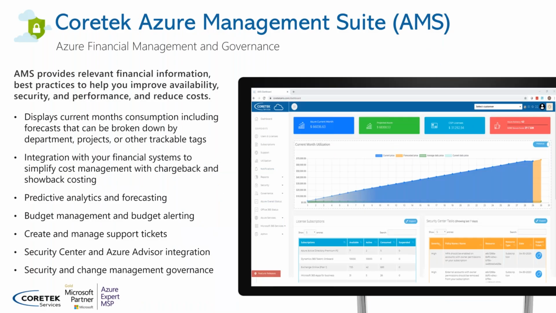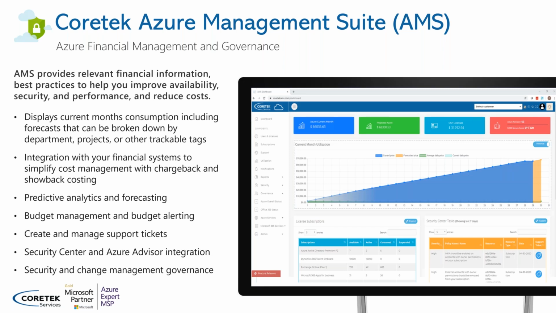And this is the CoreTech Azure Management Suite, which we've heard some really good things about from our customers. They do believe this is something very unique that we offer. The main thing is that this tracks your consumption on a day-to-day basis. It's 36 hours behind real time, but it's near real time.